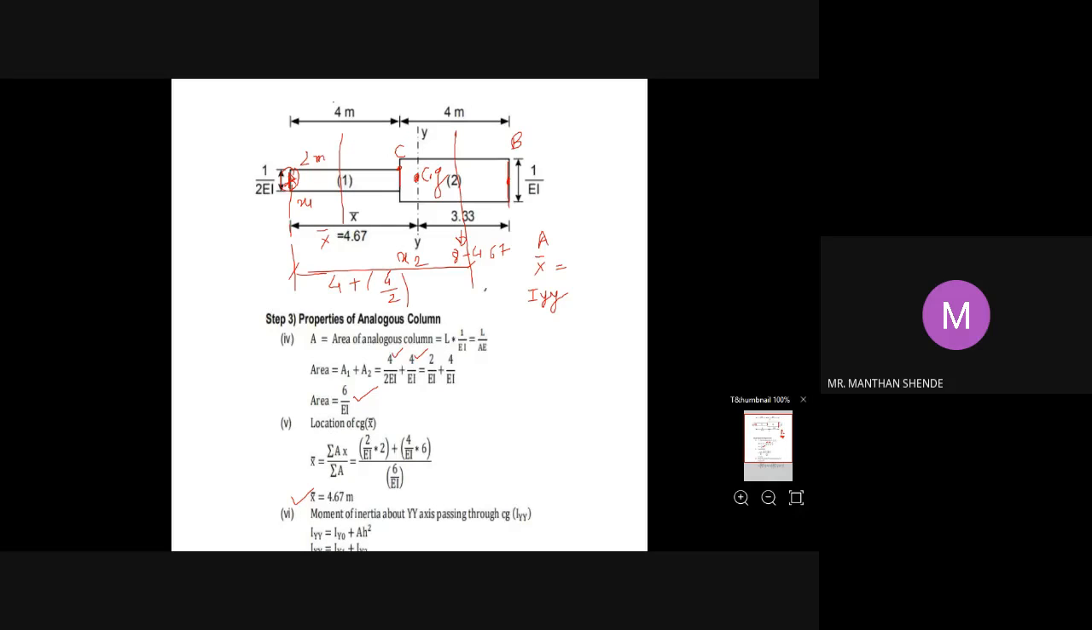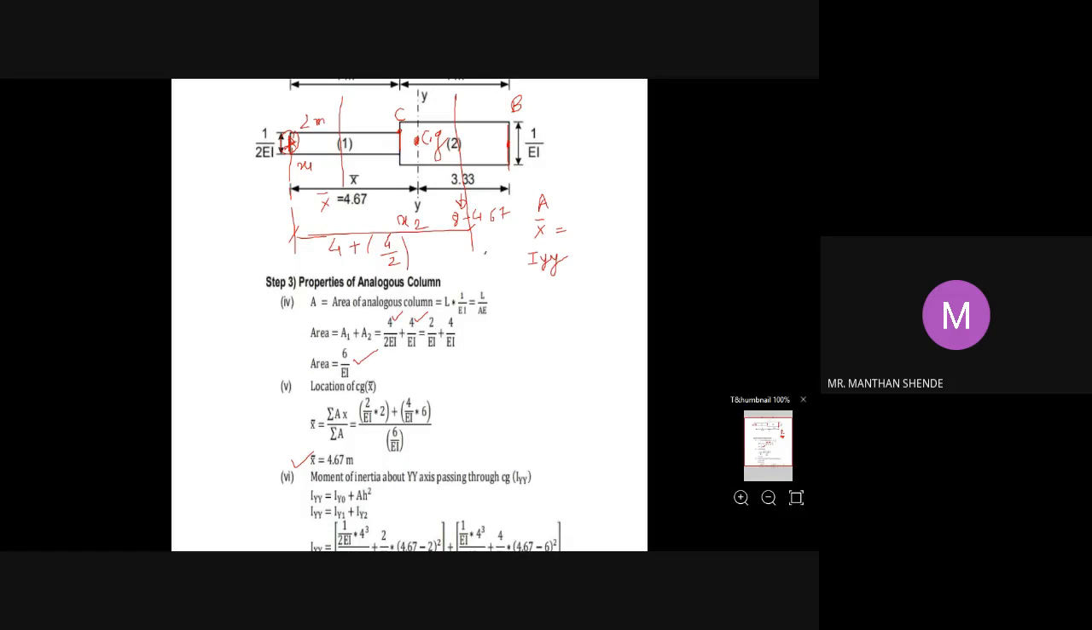Okay, so this is how we can find out the properties of the analogous column section, that is the area of the analogous column section and the location X bar. Then we will find the moment of inertia about the YY axis. Again, to find the moment of inertia, you have to use the parallel axis theorem. The parallel axis theorem is Iy1 plus Iy2, that is nothing but Iy0 plus area into distance square. But as you have to find the moment of inertia about the centroidal axis, this YY axis is not the reference axis. This is the centroidal axis, so from the centroidal axis you have to find it out.